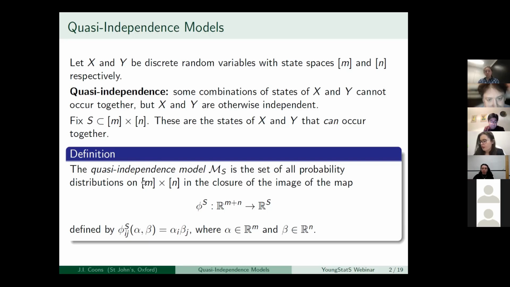Then the quasi-independence model is parameterized as follows. It's the set of all probability distributions in the closure of the image of this map, which we'll call phi sub S, going from R^(m+n) to R^S, and to get the ij component of the image, I take a parameter alpha_i times beta_j. The alpha_i's are from the m part of this, and the beta_j's are from the n part. They're multiplied together, which tells us about this independence constraint.